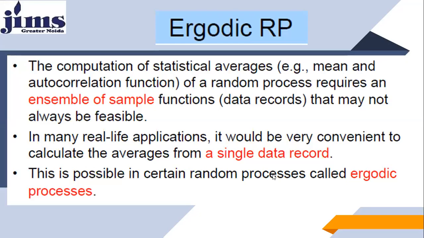So the computation of statistical averages, sorry, there is a network issue. That's why there is a disconnection of internet regularly. So come to the point. The computation of statistical averages of a random process requires an ensemble of sample functions as a data record that may not always be feasible. So in many real life applications, it would be very convenient to calculate the averages from a single data record. This is possible in certain random processes called ergodic.